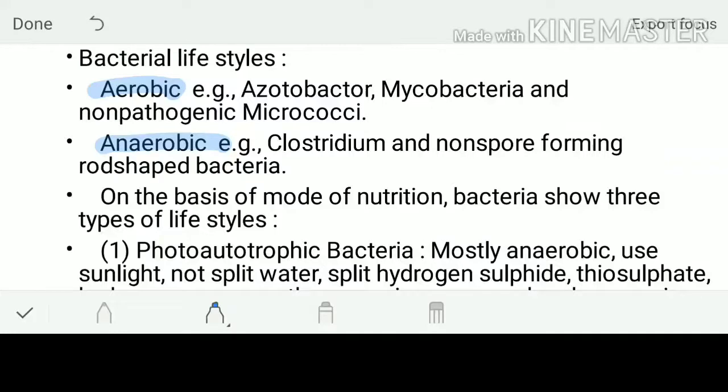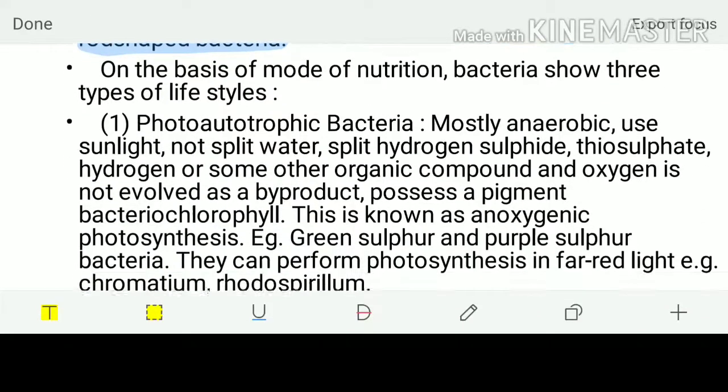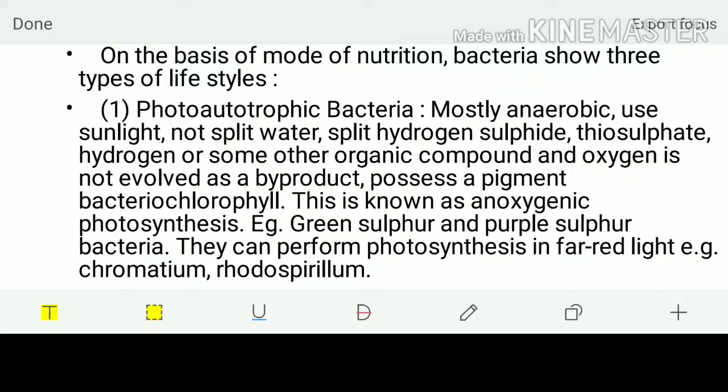Hopefully you do know, but still I am giving you: the bacteria which need oxygen for their metabolic reactions are called aerobic bacteria, and those which don't need oxygen are called anaerobic bacteria. For example, among aerobic bacteria you have Azotobacter, Mycobacteria and non-pathogenic Micrococci. In the case of anaerobic bacteria, you have Clostridium and non-spore forming rod-shaped bacteria.